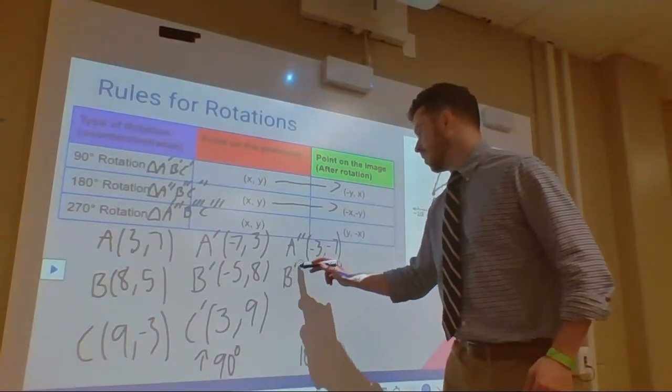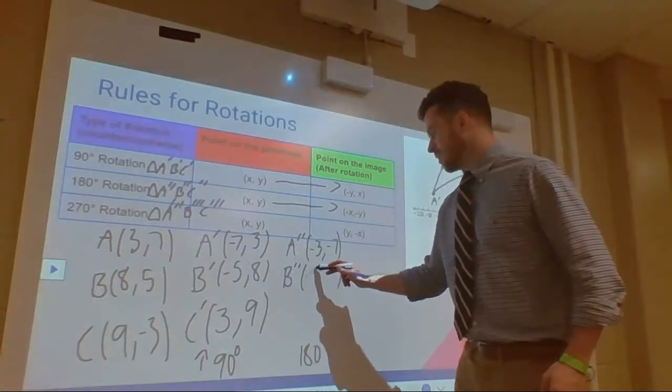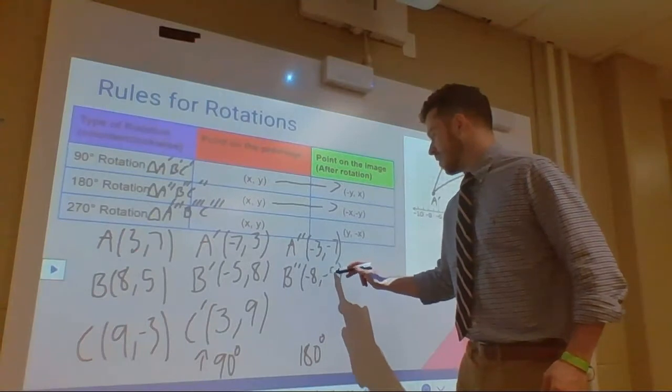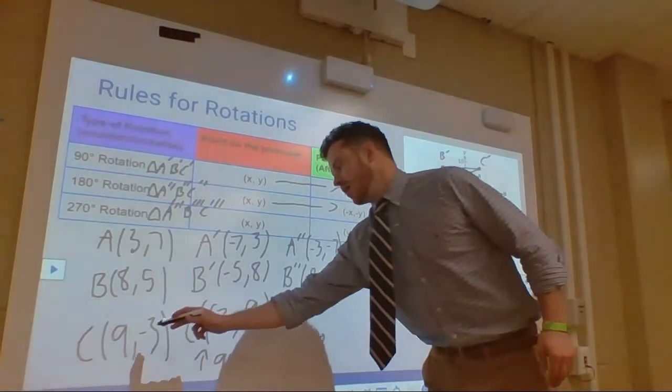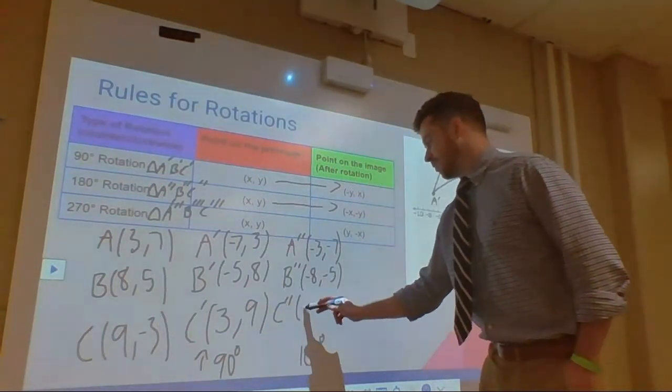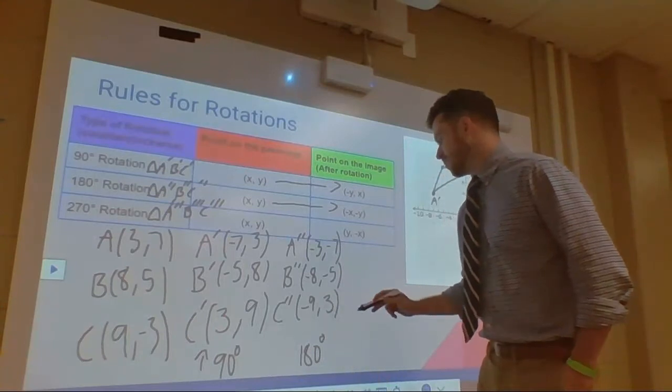To get B double prime, 8 and 5 are both going to become opposite. So negative 8, negative 5. And then to get C double prime, 9 and negative 3 are both going to become opposite. So we're going to have negative 9 and then positive 3. It goes from negative to positive.